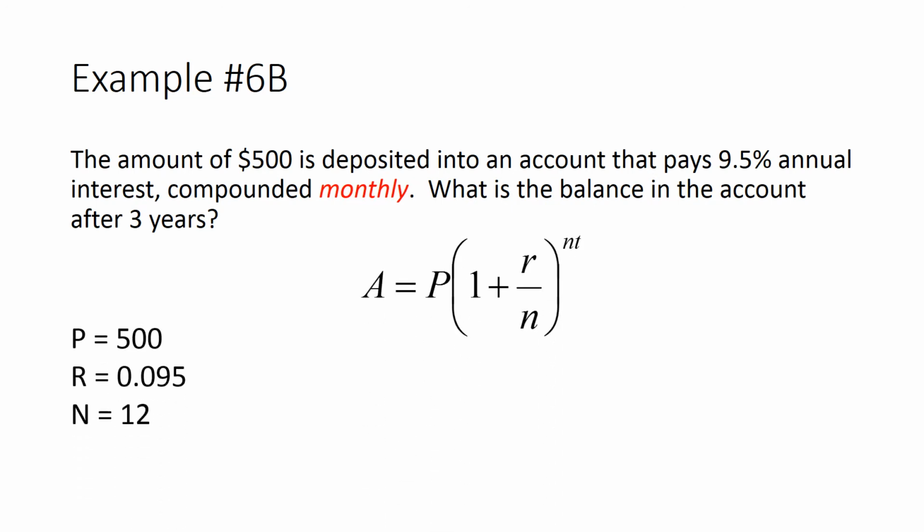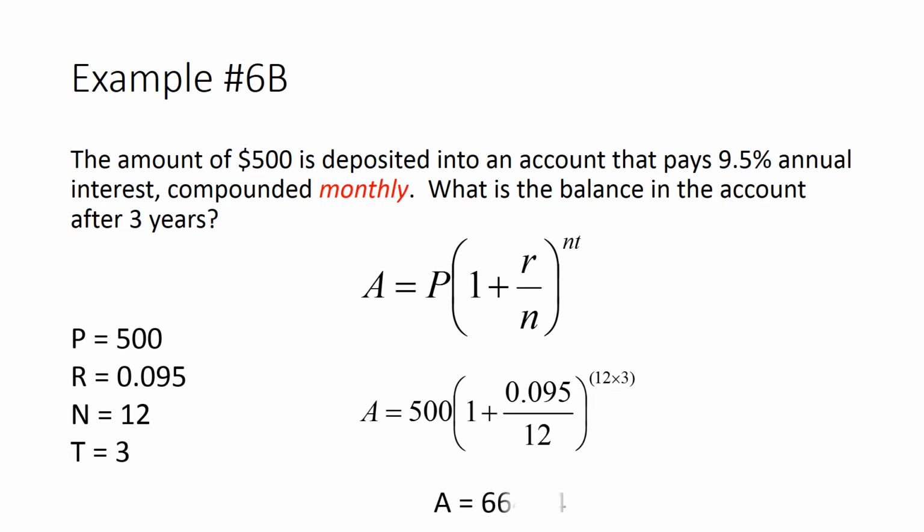Now we're going to do the same thing, but this time everything remains the same except for N. N is now 12. And what you want to notice is that your amount at the end should be very similar. So the first time we got 662. We wouldn't expect this to be $1,000 more or less. It should be very close to what we got for quarterly. The more times it's compounded, the more it's going to be. So it's a little bit more than last time, but not significantly more.